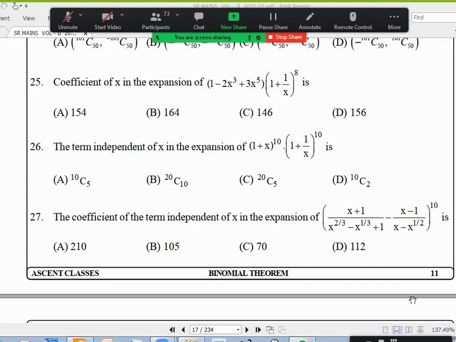27 directly we should not find. First of all, we should simplify the whole question in the LHS, so that we get the base of the binomial. Then we should do it.